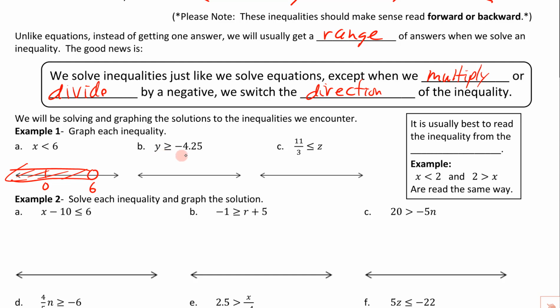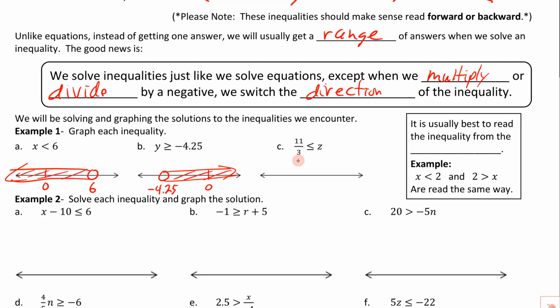On this one right here, again, it's already solved, so we've got negative 4.5 on here. So I'm going to put a 0 here. I'm going to put a circle down here and label it as negative 4.5. And then read this from the variable. So this is going to be y is greater than or equal to negative 4.5. So the y's, the answers are bigger, so we're going to shade this direction right here.